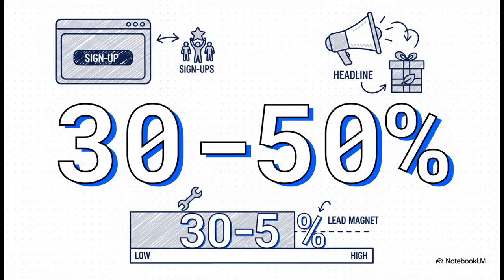First up, your landing page opt-in rate. This is your #1 most important metric when you're starting out. It's simple. Out of every 100 people who visit your page, how many actually sign up? A really healthy funnel will convert between 30 and 50%. If you're below that, no big deal. It's just a clear signal to maybe test a new headline or make your lead magnet a little more irresistible.